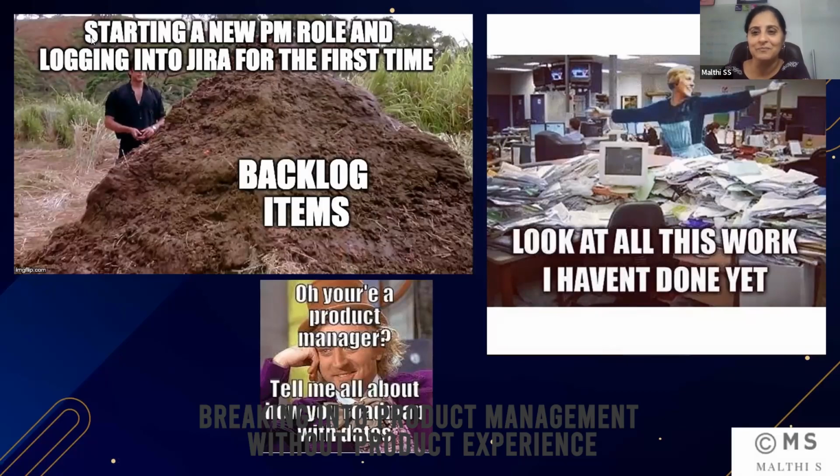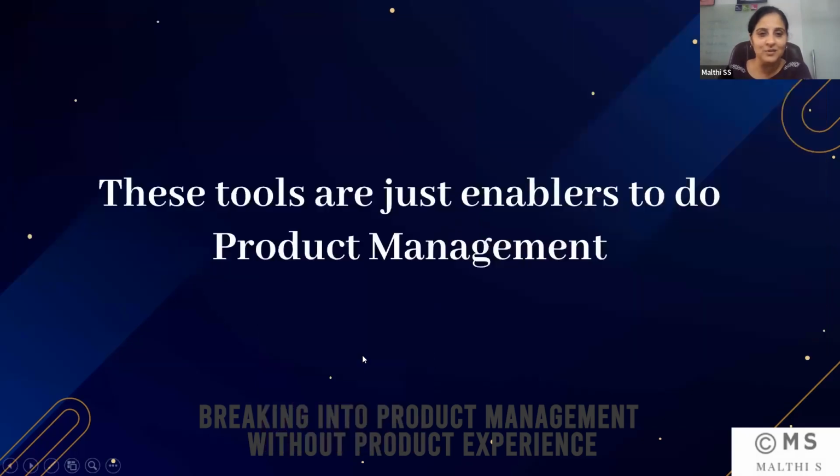And of course, if we are not very prudent about sharing the content and data points on time, there could always be a mountain of work which is not completed, right? So these are just some lighter notes.